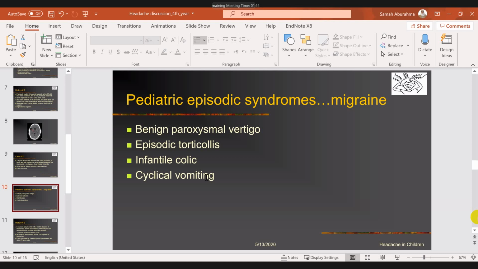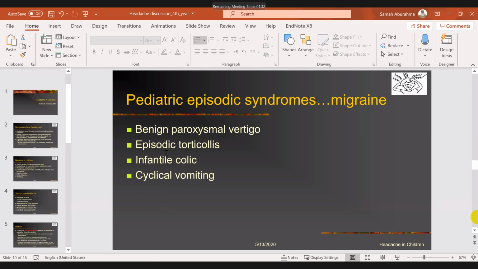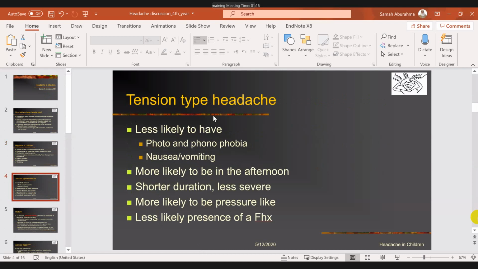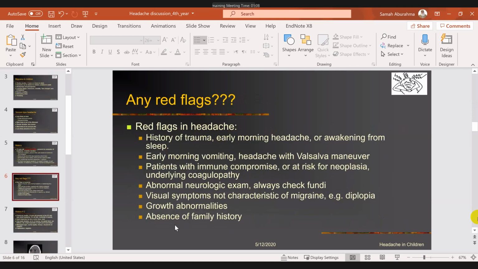Now when a child comes to me, how do I know this is a migraine, from the family history? No, from the description. First, you take a good description: nausea, vomiting, photophobia, phonophobia, relieved by sleep. Very typical for migraine, right? History that is typical for migraine. In addition, you look for red flags, and you find no red flags, okay? So everything is reassuring. In addition, the child has a family history. So this is how you make the diagnosis that it is most likely a migraine headache.